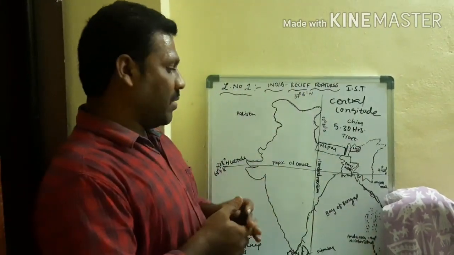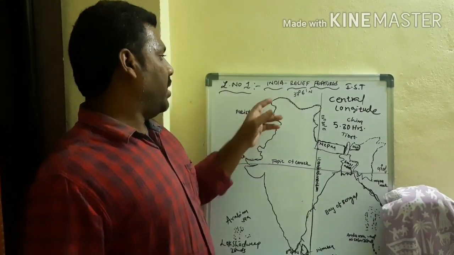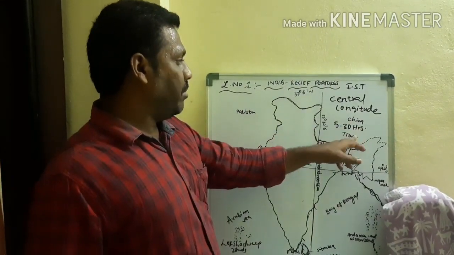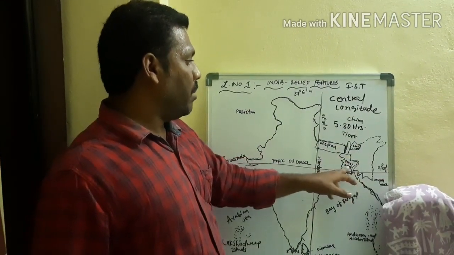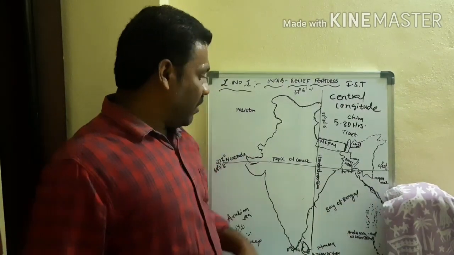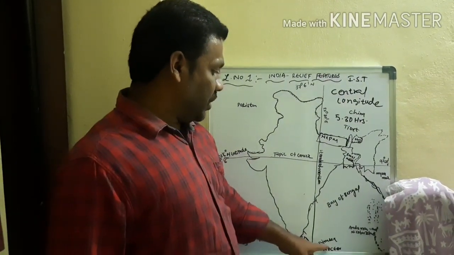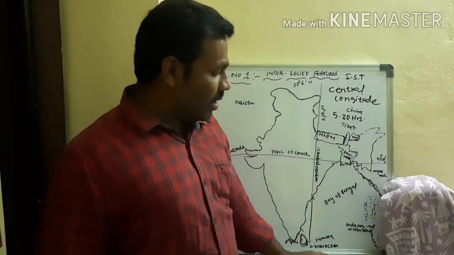The neighboring countries of our country: we can find Pakistan, Afghanistan, China, Tibet, Nepal, Bhutan, Bangladesh, Myanmar. We can find all these, and down below we can find Sri Lanka. These are the neighboring countries of our country.